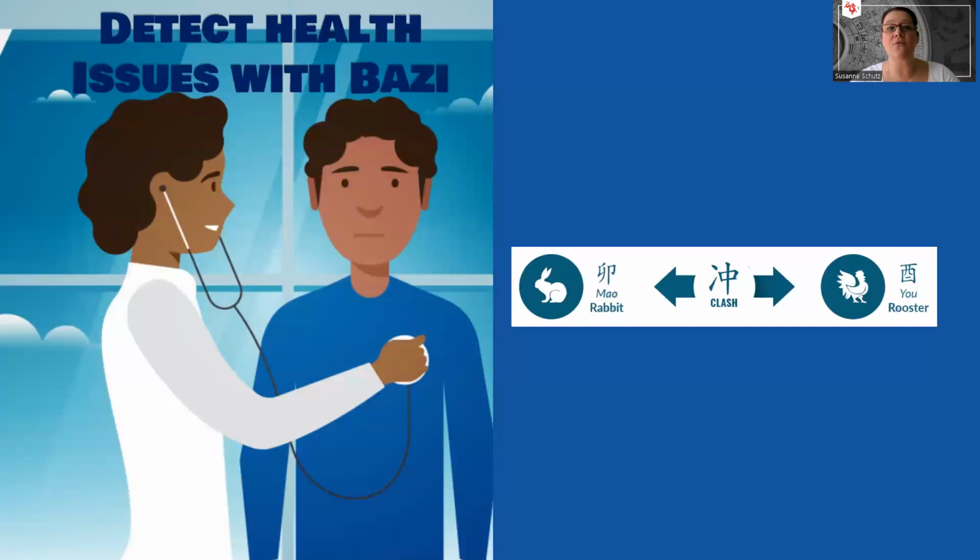Now, on the other hand, if we're going through a rabbit year and you have the rooster in your chart, then you are most prone to any sort of illnesses or ailments that relate to the small intestine, the nose, and your ovaries. So obviously, especially for women, the ovaries, please get them checked at the beginning of the year just to make sure that everything is okay.